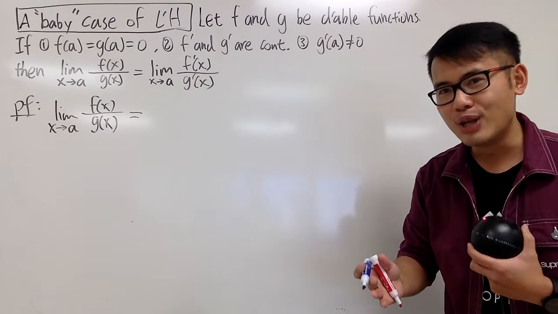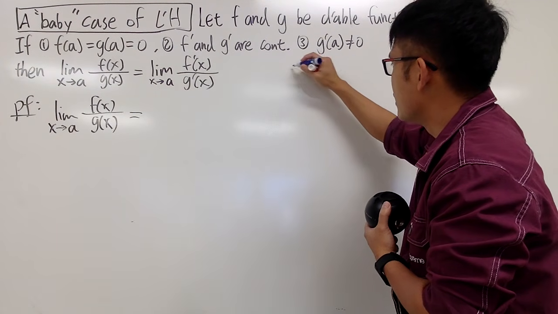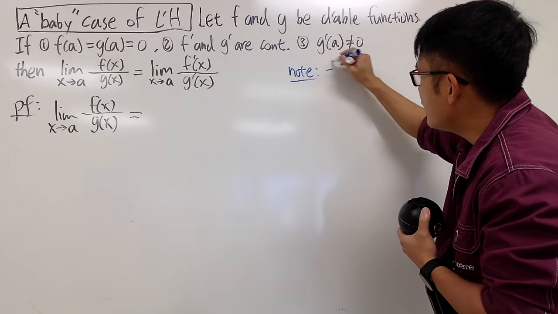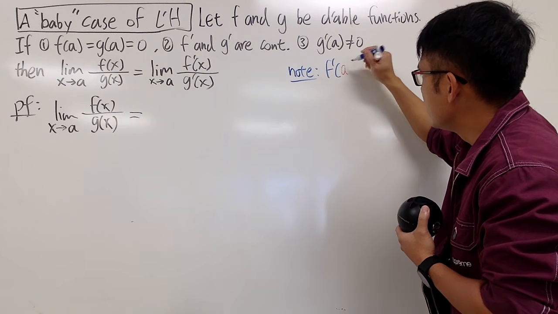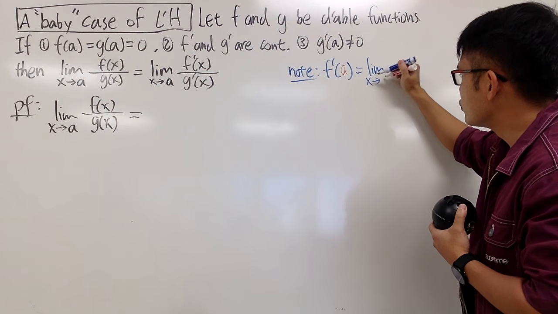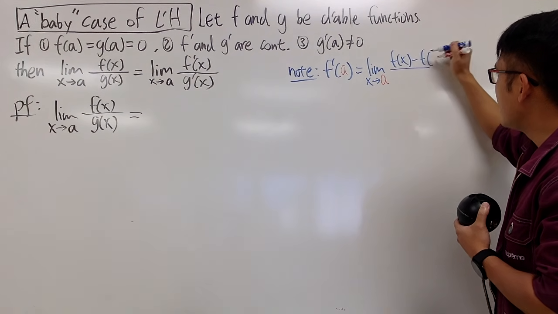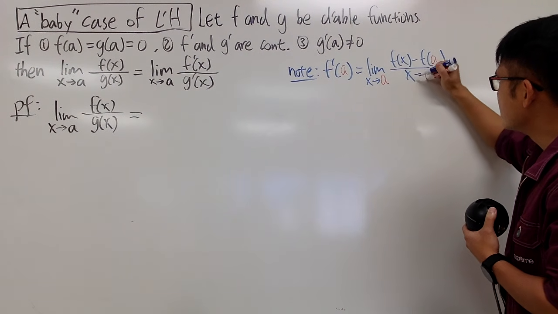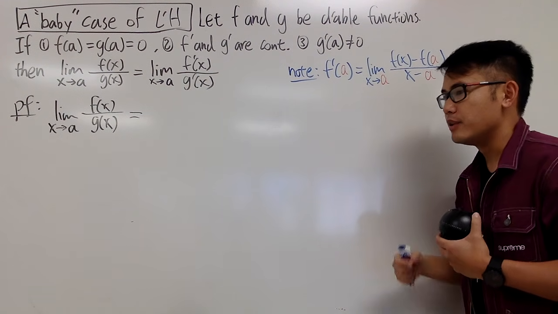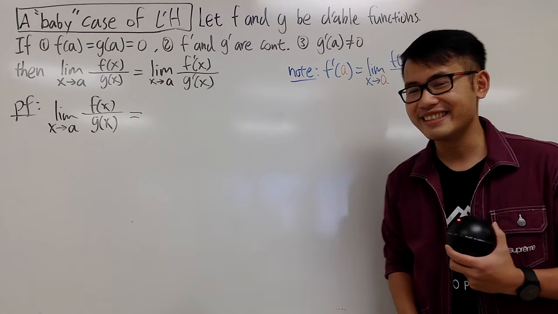And we also have to know the limit definition of the derivative. So let me just write it down right here as a note. Recall that f prime of a is equal to the limit as x approaching a of f of x minus f of a over x minus a. This is just one way to define f prime of a. You can use the one with h, but this one is more suitable in this situation.